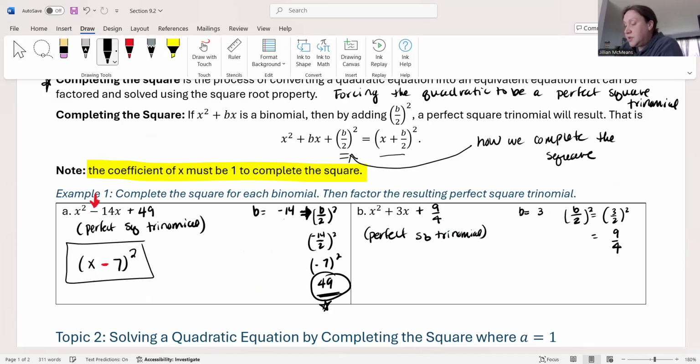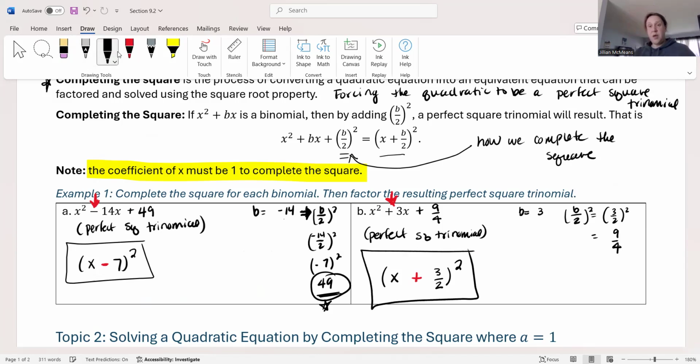And then to factor this, we take the square root of the first term. Well, the square root of x squared is x. We take the square root of the last term. So if we take the square root of 9/4, the square root of 9 is 3. The square root of 4 is 2. And then this sign right here tells us if we add or subtract. We want to add here, and then don't forget you square the whole thing.